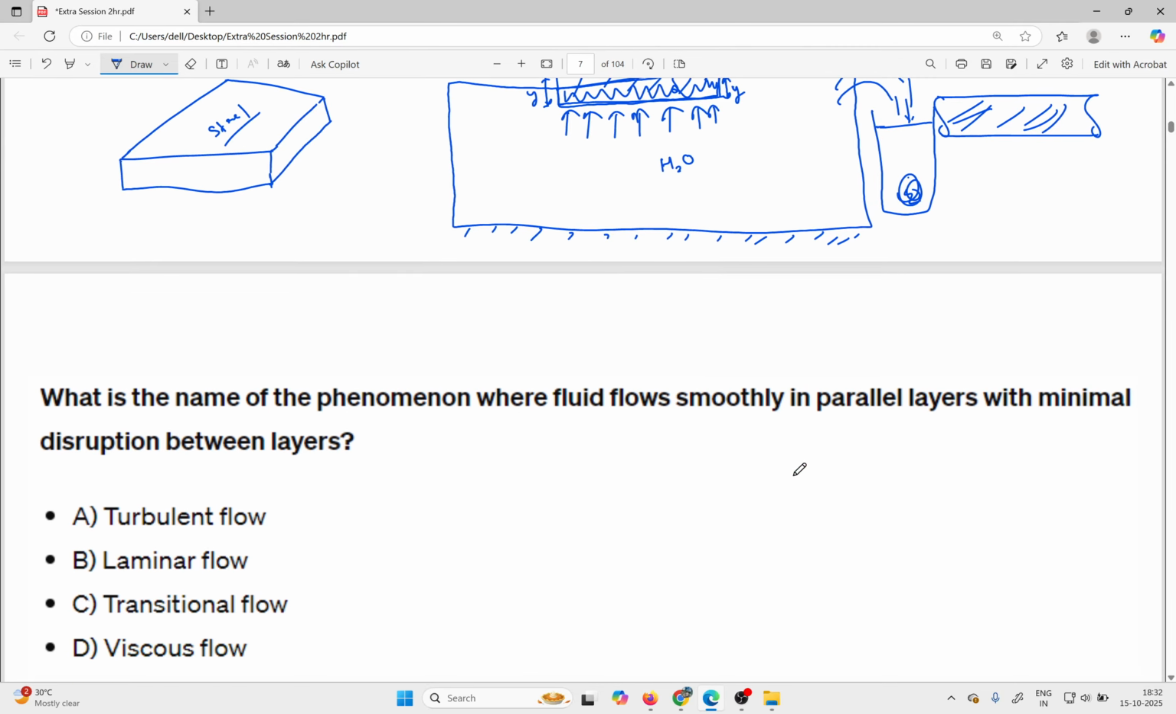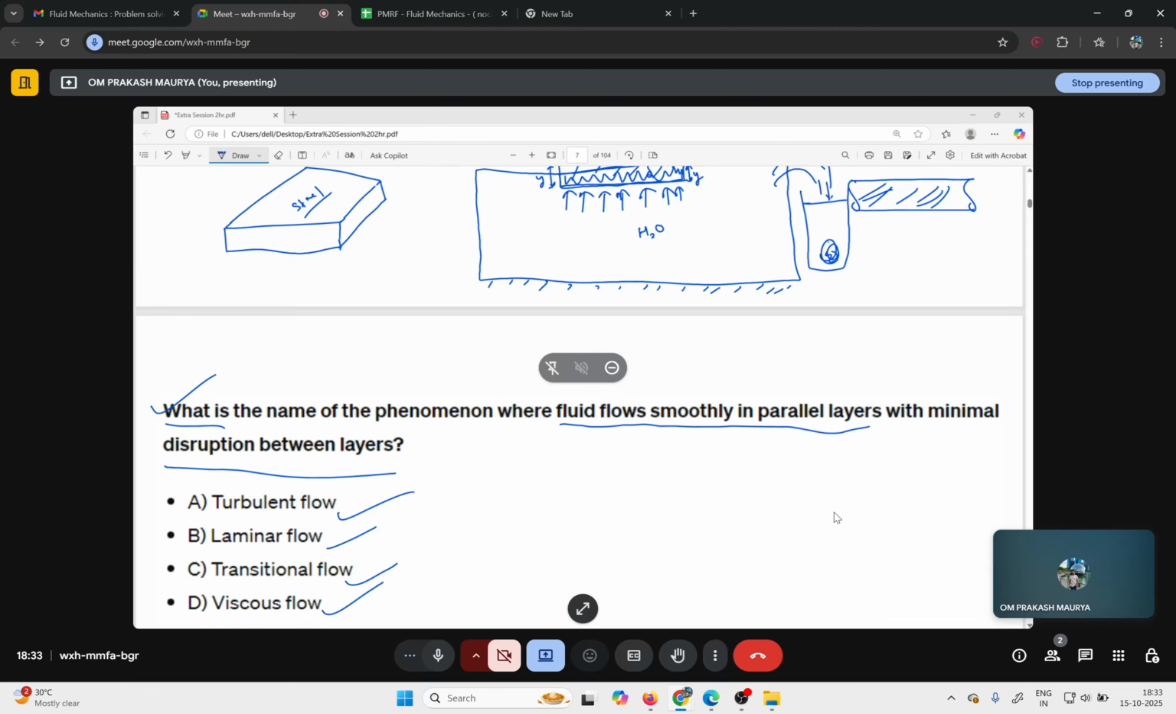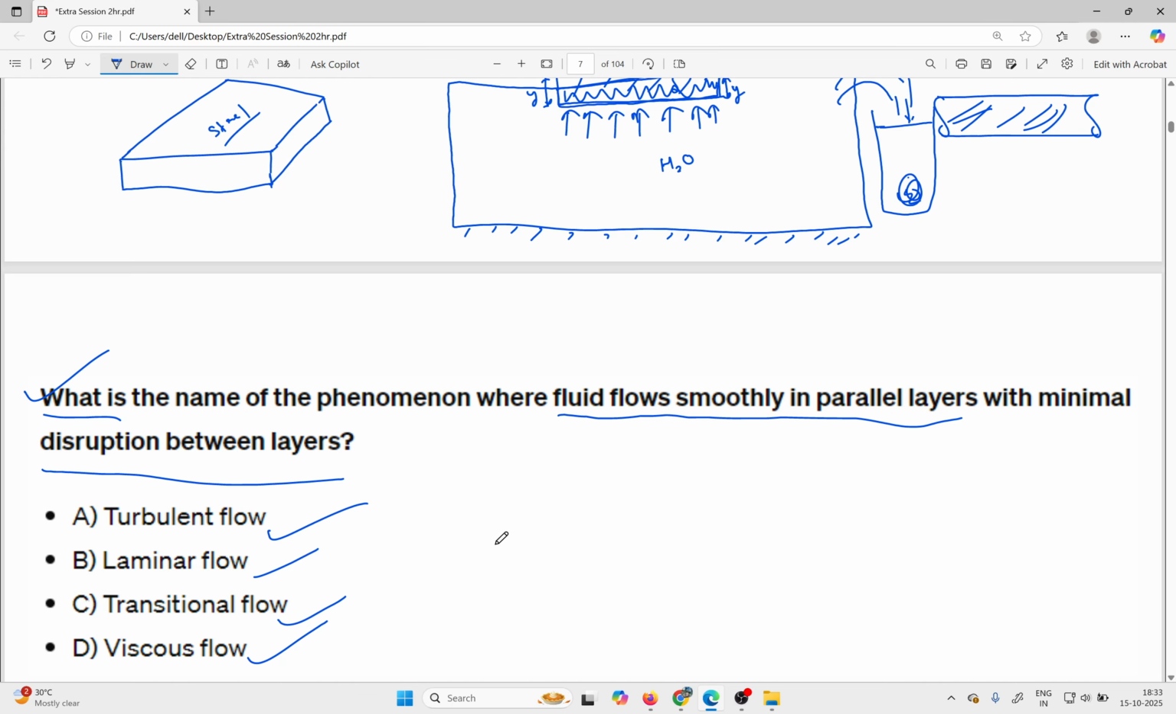Okay, so let us move with the next one. What is the name of the phenomenon where the fluid flows smoothly in parallel layers with minimal disruption between layers? Whether it is turbulent flow, laminar flow, transition flow, or viscous flow. Very important. Still no one joined. Anyway, I'm recording. So what will be the correct answer?